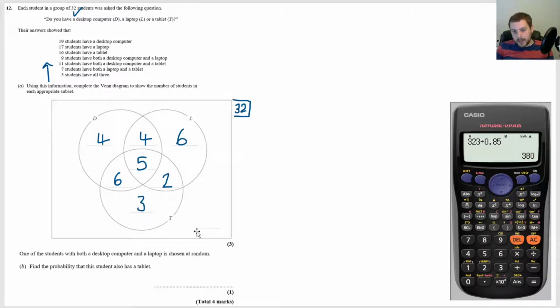And then we must make sure we work this part out here because there are some students who don't own any of these things. So I'm just going to add all of these numbers up. So that number there is just 2, isn't it? There are 2 students who don't have any of these things. And then it says, okay, one of the students with both a desktop and a laptop is chosen at random. So desktop and laptop is this part here. Let me just see if I can do that even slightly more neatly.